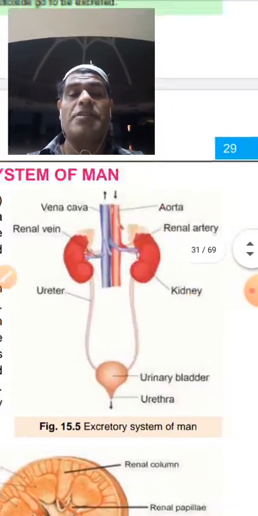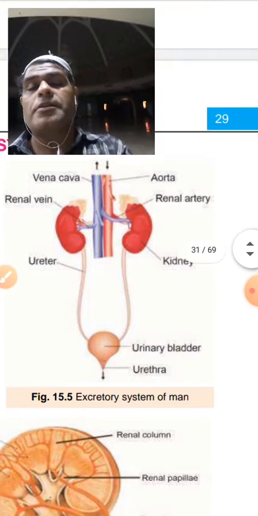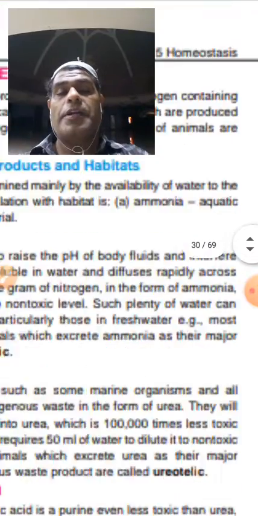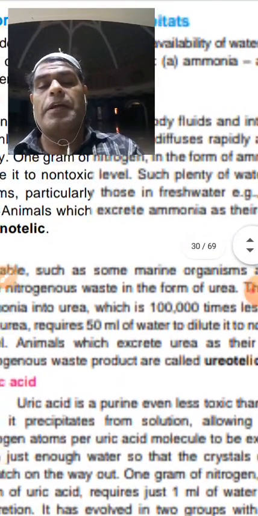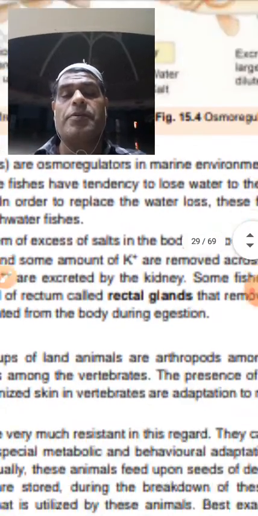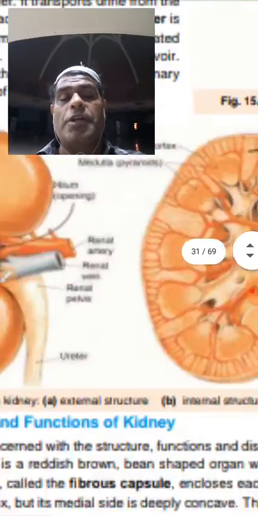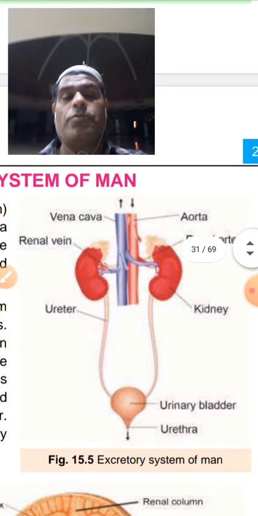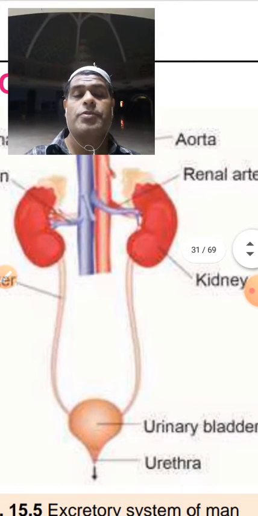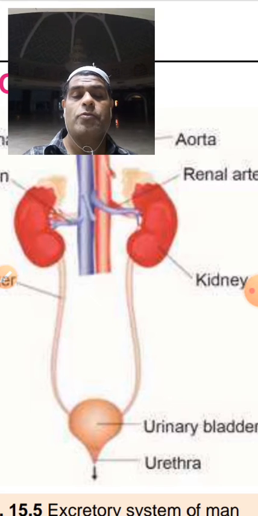You can see the part which I wanted to show you, the ureter. If you see this diagram, you will be able to understand the point. If you see the simple diagram, is it visible to you? I magnify this one. The kidneys open into the ureter, the ureter opens into the urinary bladder, and the urinary bladder opens into the urethra.